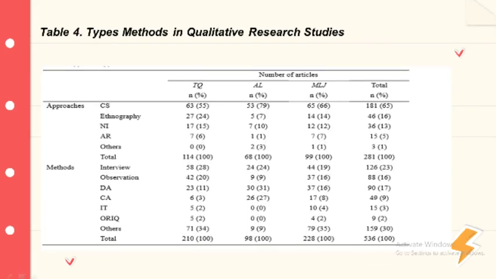And for table 4, types of methods in qualitative research studies, it is also the same as the first types table, but the only difference is the total score or the percentage in these qualitative research studies, because it also uses different articles.